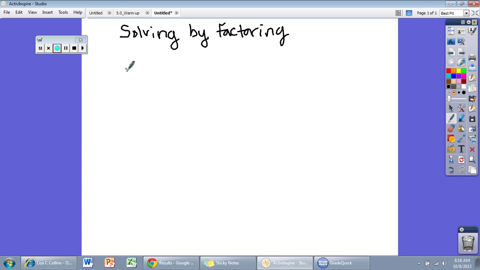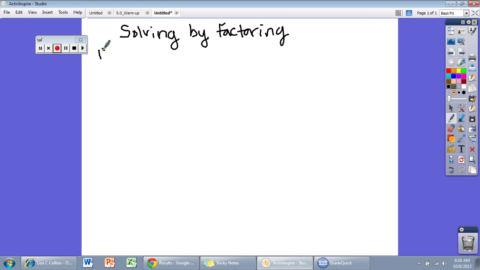Once we have our factors, what do we do with them? How can we possibly use those factors to solve an equation? So I'm going to go through the odd problems on the homework assignment that you were given for today, and then you can practice on your own for the even problems.